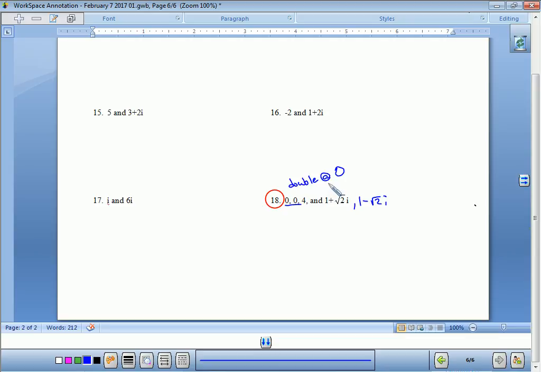So, we don't have a choice this time. Because we have a double root at 0, we can't just do x. We have to do x squared.